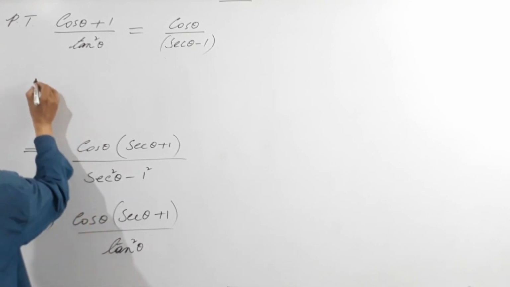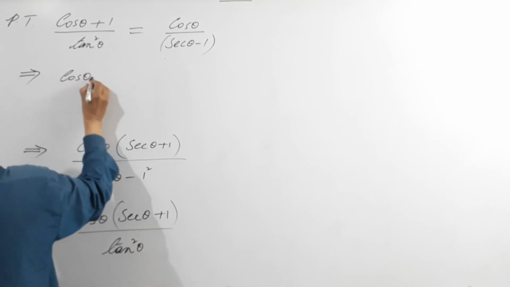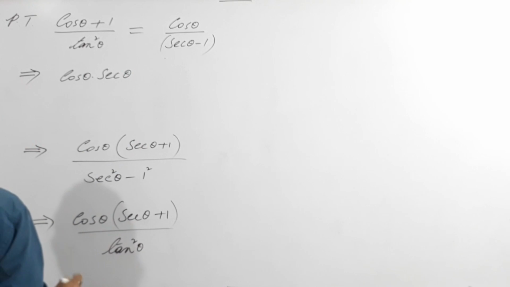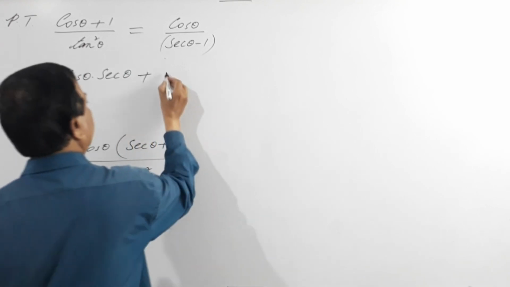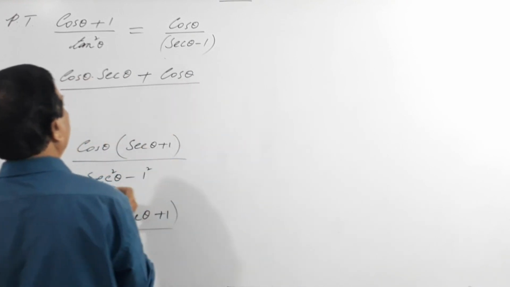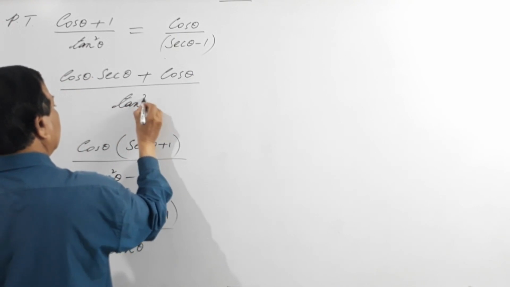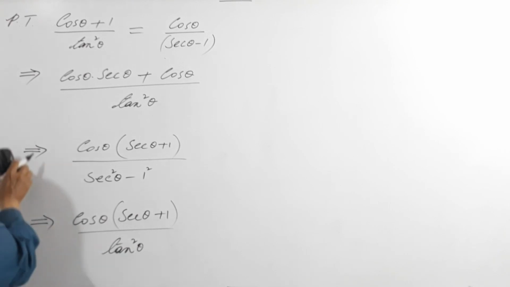Cos into secant is cos theta into secant theta plus cos theta divided by tan square theta. We will erase this.